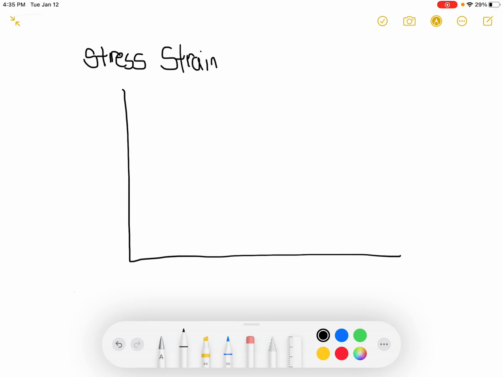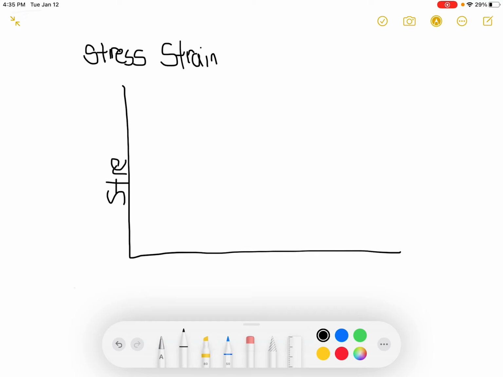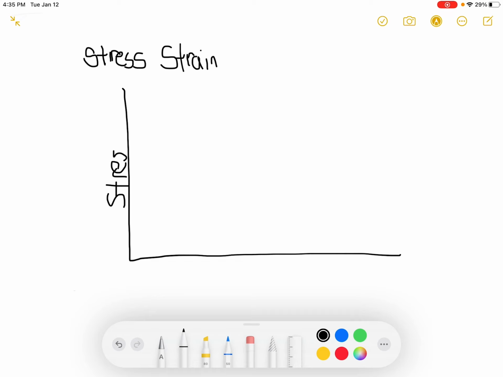So, on the y-axis, we have stress. I accidentally had part of my hand writing and part of it on the undo button. Sorry about that. And then we have strain on the x-axis. You might be required to label this for your unit test for this unit.